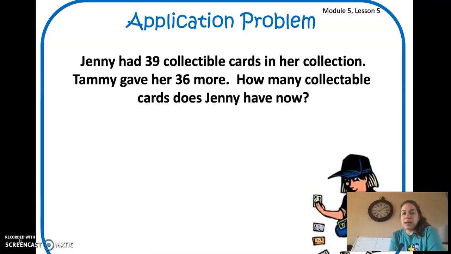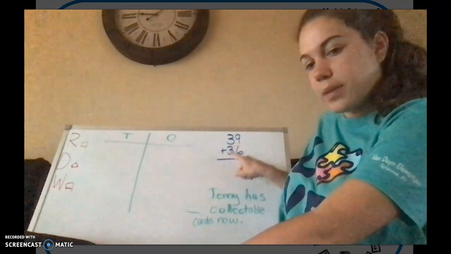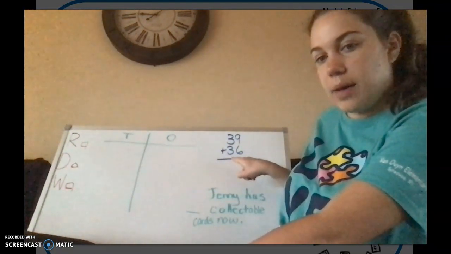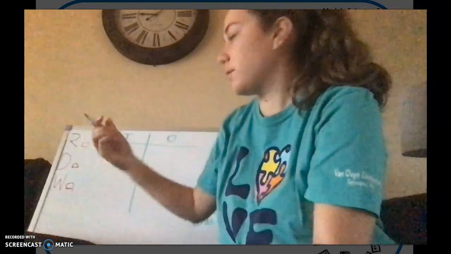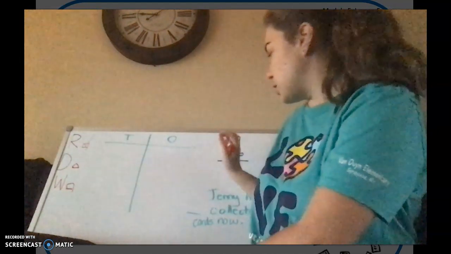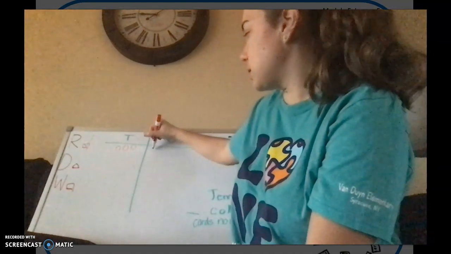Our application problem for today is: Jenny had 39 collectible cards in her collection. Tammy gave her 36 more. How many collectible cards does Jenny have now? Well, let's zoom so we can see. So we have the 39 she had before, and then the 36 that she got added to that. We have our tens and ones chart, and we've already read our problem, so let's check that off. So let's show our 39. So that's 3 tens and 9 ones.